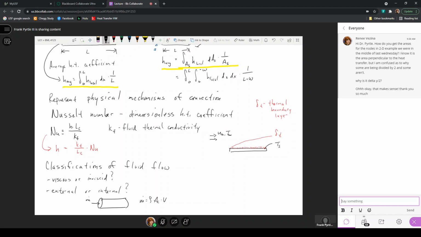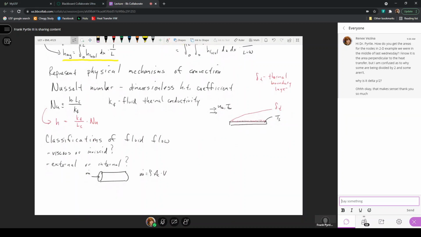But in that internal flow, the fluid is actually bound by the duct that it's flowing through. In an external flow, the fluid is not bounded, so that if I move far enough away from that surface, the fluid is not affected by the presence of that object in the fluid itself.